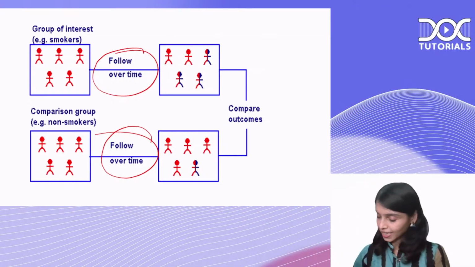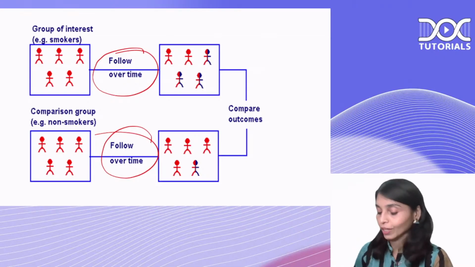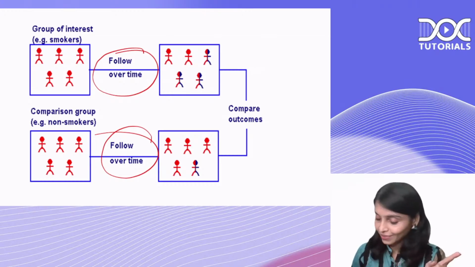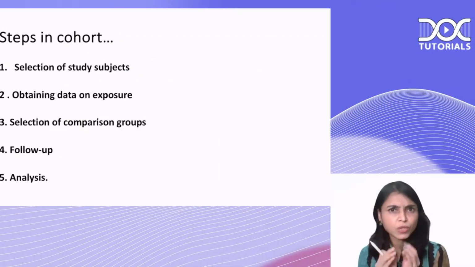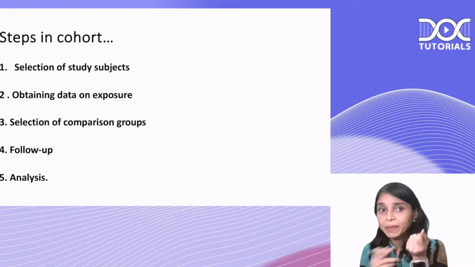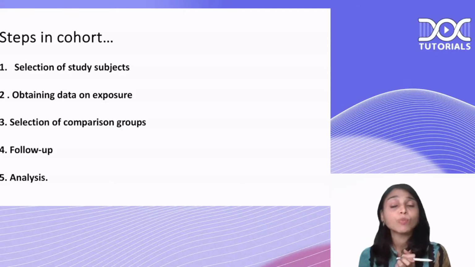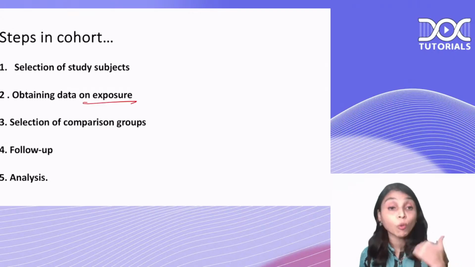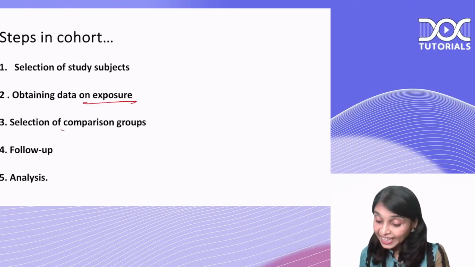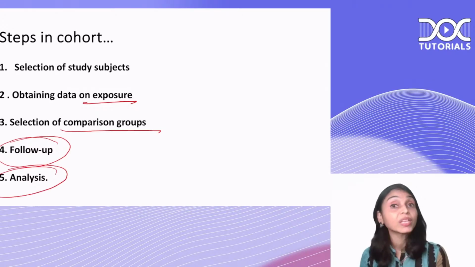Now coming to the next question: what are the steps in doing a cohort study? The other one was SMART, right? Here there are many steps. First, selection of study subjects. Then obtain the data on exposure. If we take the case of smoking and lung cancer again, you are first taking a group of smokers, then you obtain the data on exposure, then select the comparison group, then you do the follow-up, and then you do the analysis.